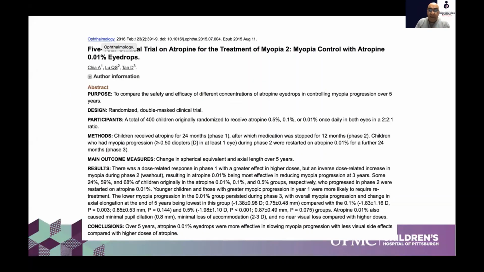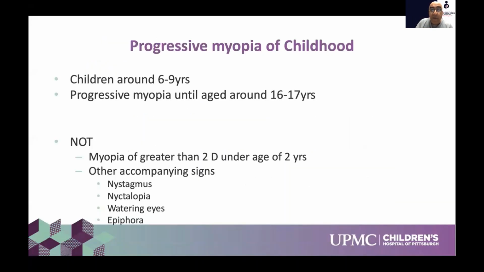Here's the important thing. We now have a control mechanism of drops called atropine 0.01%. And this study was a landmark study because it showed that you could control myopic progression in a significant proportion of children who were getting myopia. Now, we're talking about myopia that starts around 6 to 9 years, is progressive until the age of 16 to 17, not the myopia that is due to a pathological reason like a retinal dystrophy or glaucoma or anything like that.